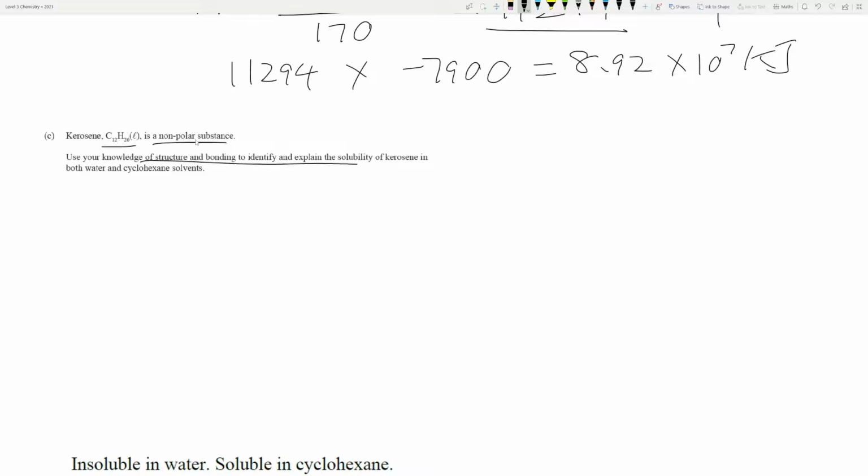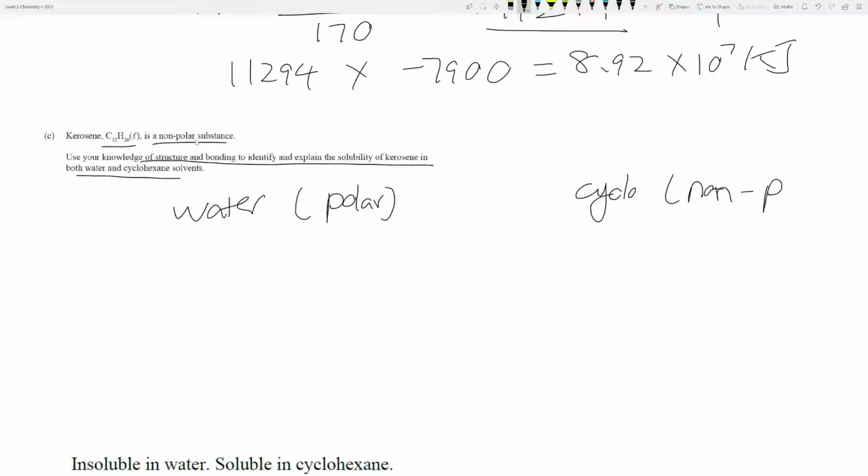Use the bonding to identify the solubility in water and cyclohexane. You need to understand that water is a polar solvent, and cyclohexane is a non-polar solvent. So like dissolves like. Now, you don't just go on like dissolves like, and therefore this is non-polar, so that will dissolve in cyclohexane because like dissolves like. That is not a sufficient explanation.